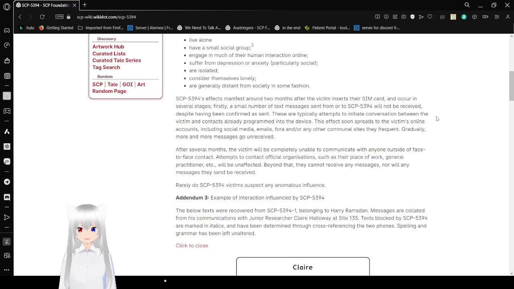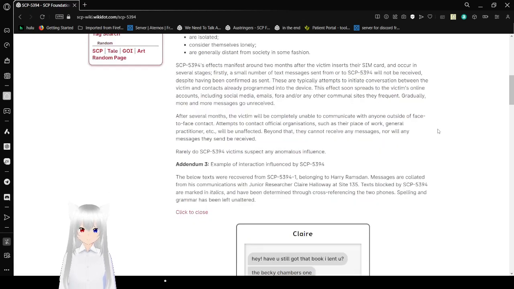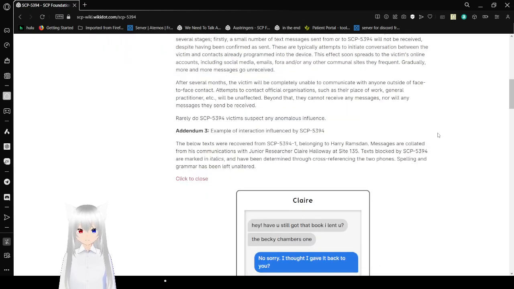SCP-5394's effects manifest around 2 months after the victim installs their SIM card and occur in several stages. Firstly, a small number of text messages sent from or to SCP-5394 will not be received despite having been confirmed as sent. These are typically attempts to initiate conversation between the victim and contacts already programmed into the device. This effect soon spreads to the victim's online accounts, including social media, emails, forums and any other communication sites they frequent. Gradually, more and more messages go unreceived.